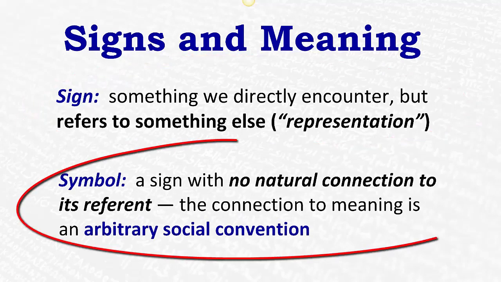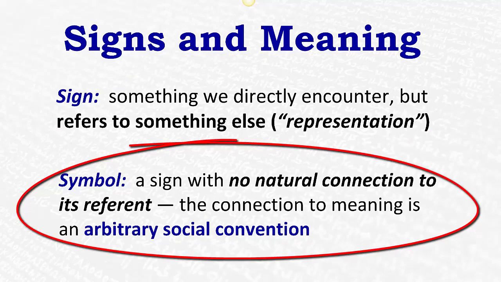A symbol is a sign with no natural connection to its referent. There's no reason that a word absolutely must naturally mean what it means. The only reason a word means anything is an arbitrary social convention. Words mean something essentially because the community of people who share the same symbol set, who share the same language, will decide and agree that this is going to be what it means.